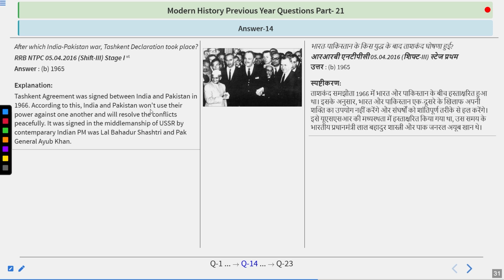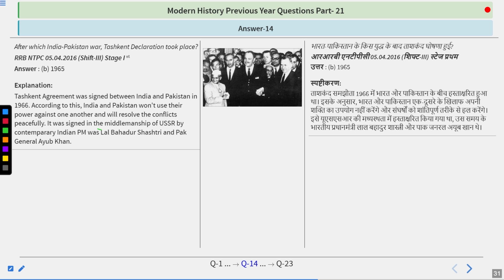According to this, India and Pakistan won't use their power against one another and will resolve the conflicts peacefully. It was signed under the mediation of the USSR by the then Indian Prime Minister Lal Bahadur Shastri and Pakistani General Ayub Khan. So you can see in this photo, a lot of people are here. Like in the middle, this one is General Ayub Khan.